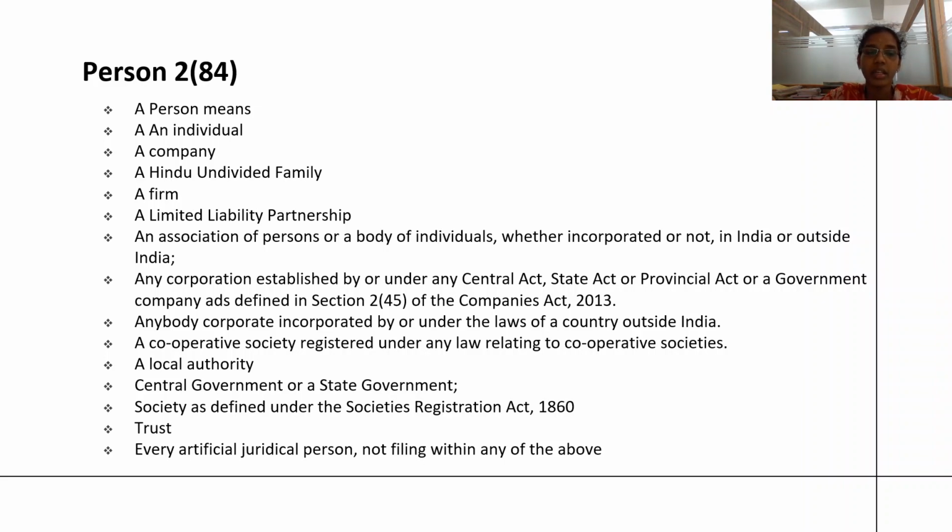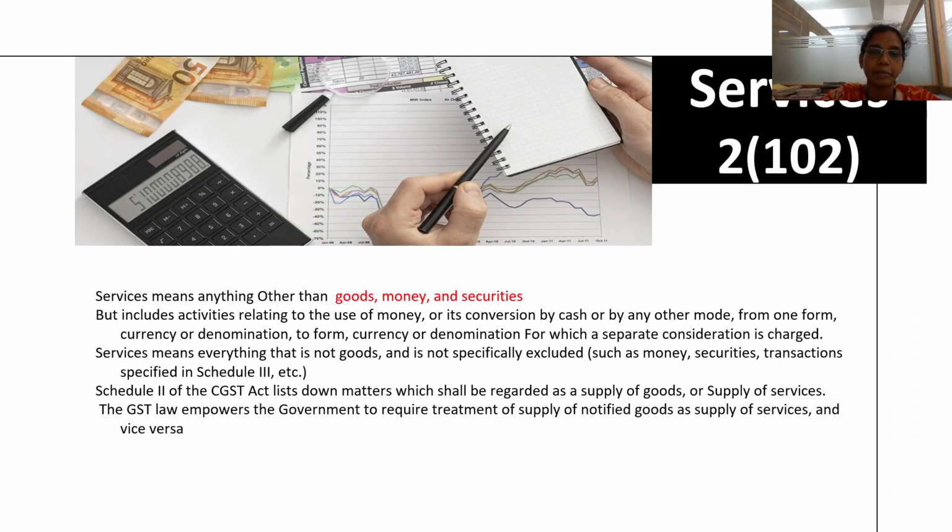Any body corporate incorporated by or under the law of a country outside India, a cooperative society registered under any law relating to cooperative societies, a local authority, the central government or state government, the societies as defined under the Societies Registration Act 1860, any trust, and every artificial juridical person not falling within any of the above shall be considered as person. Next is the definition of service.